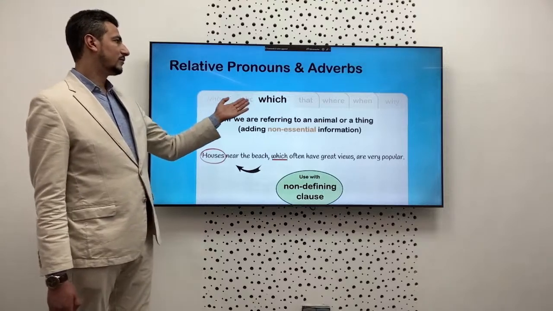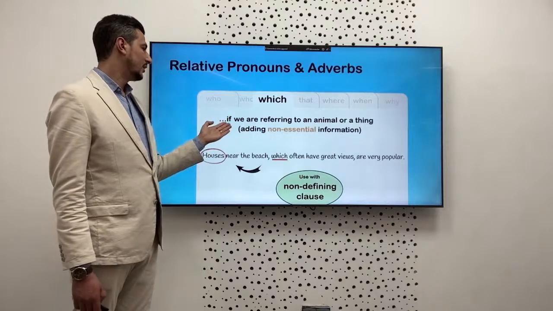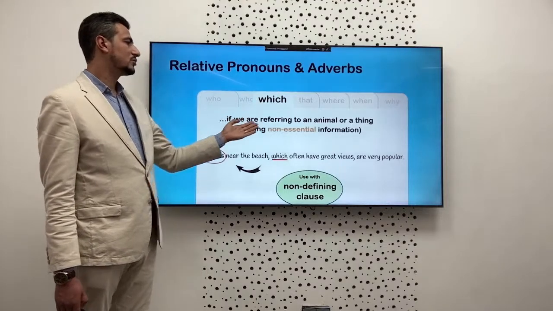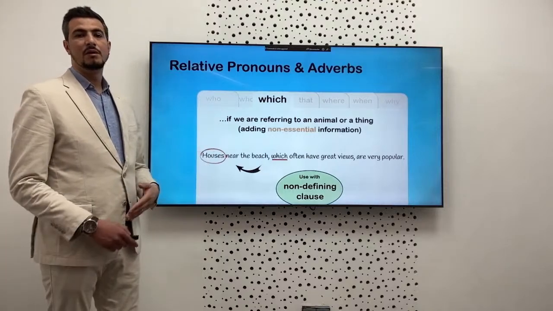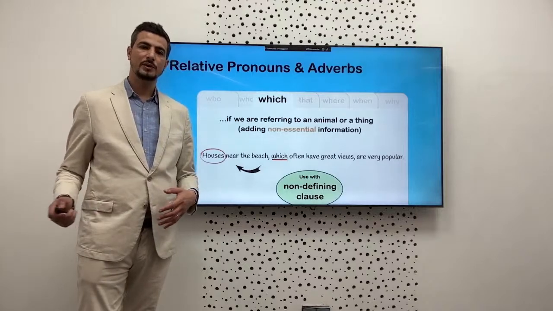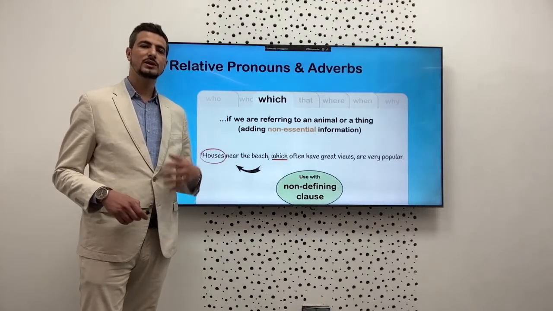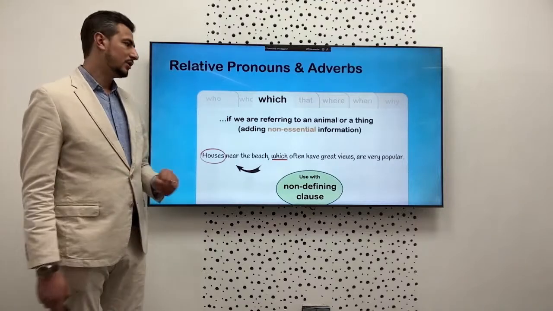The other example of relative pronoun is which. We use which if we are referring to an animal or a thing, which means it is not a human being. You can't use which with a man or a woman. You use which only with a thing or animal or anything that is not human.